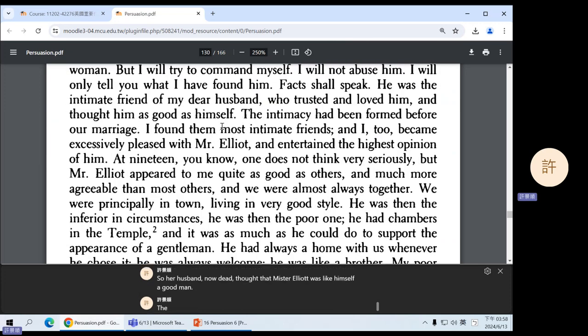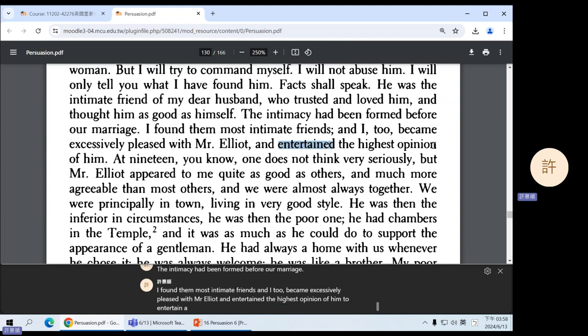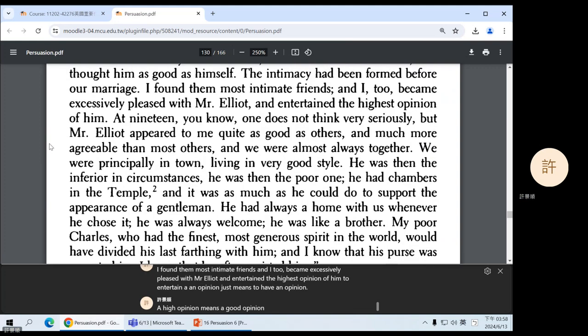The intimacy had been formed before our marriage. I found them most intimate friends, and I, too, became excessively pleased with Mr. Elliot and entertained the highest opinion of him. To entertain an opinion just means to have an opinion. A high opinion means a good opinion. At 19, you know, one does not think very seriously. So this tells us that Mrs. Smith at the time was just 19 years old.